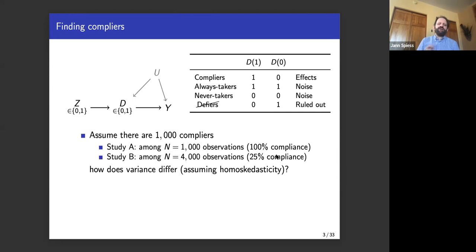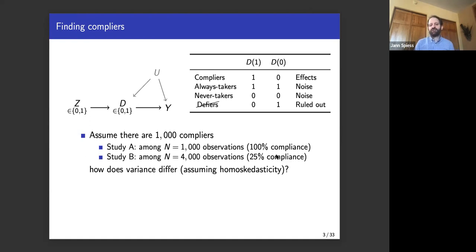And so to drive that point home, let's think of a hypothetical case where I have 1,000 compliers, so 1,000 units in my sample which actually react to the instrument, so that if I set the instrument to 1, their treatment will also be 1. If I set the instrument to 0, their treatment will remain 0. And I consider 2 cases. In study A, they are only compliers. So those 1,000 compliers make up the full sample.